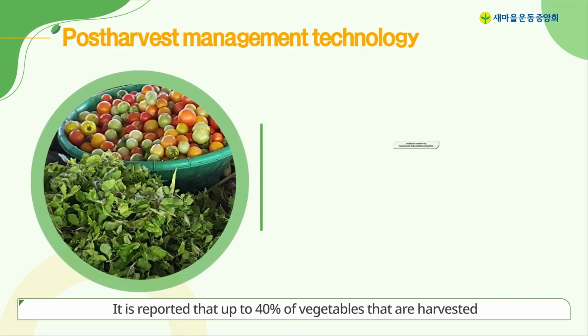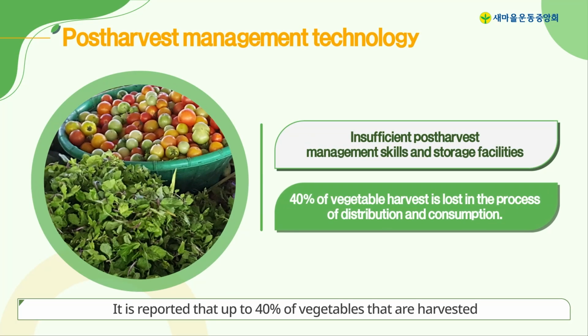It is reported that up to 40% of vegetables that are harvested are lost after harvest, and that much of the loss happens during the consumption process because we do not have sufficient post-harvest management skills or storage. We can reduce such losses sufficiently with simple processing, such as salting. But in many countries, there is a lot of vegetables lost due to a lack of post-harvest management.